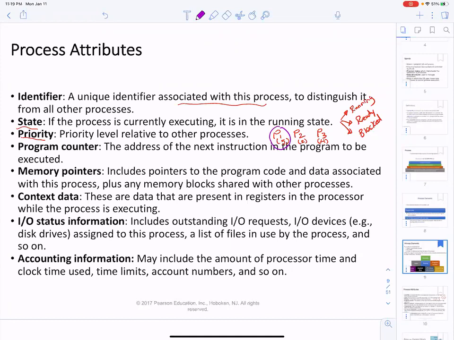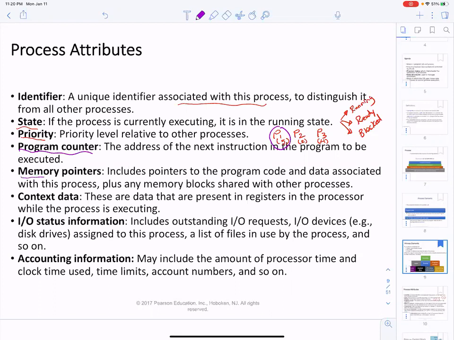An additional attribute is called a program counter, which we have known before. It's just the starting address of the next instruction in the program to be executed. We should have this because once the process is located in the main memory, we would like a pointer to point to the address where the next instruction will be retrieved for execution.